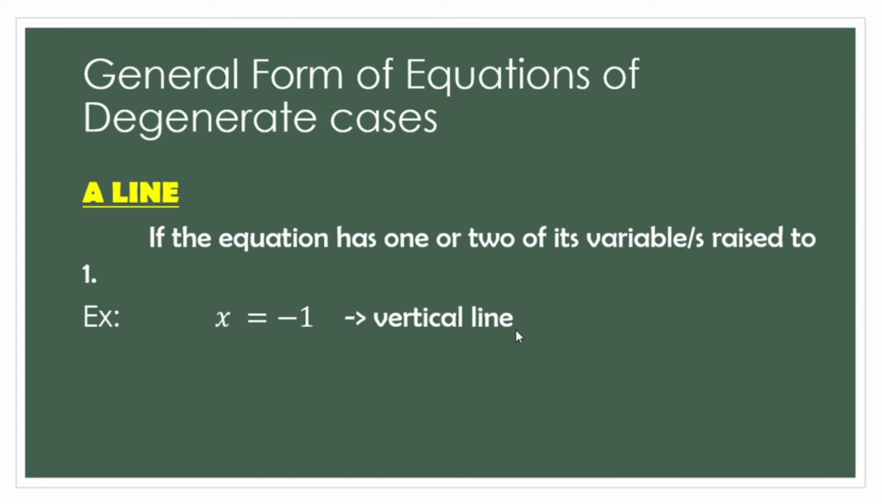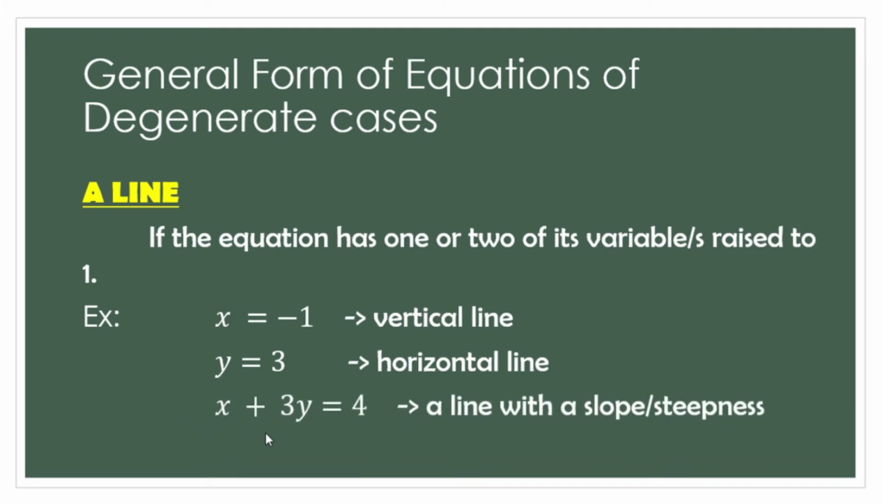This is a vertical line. Y is equal to 3 is a horizontal line. And this one is a line with a slope or steepness. This is an example. X plus 3y is equal to 4. You can see all the variables are raised to 1.